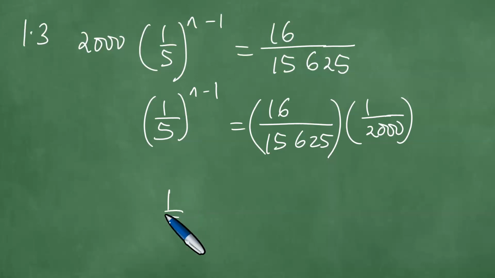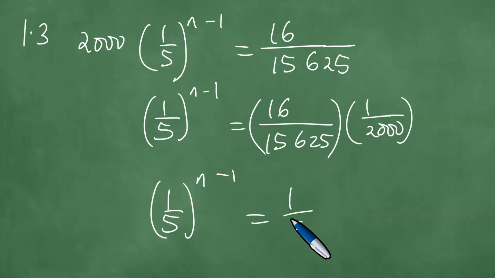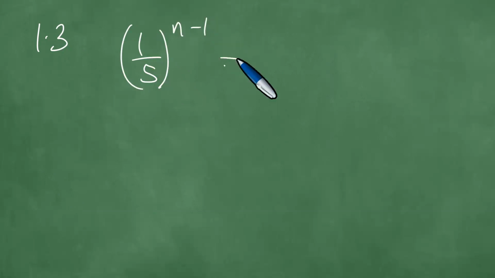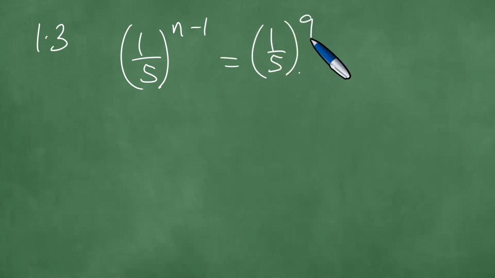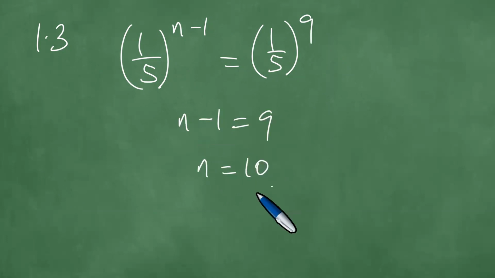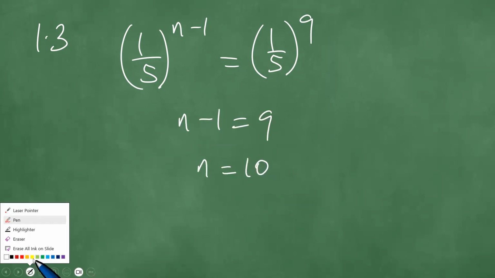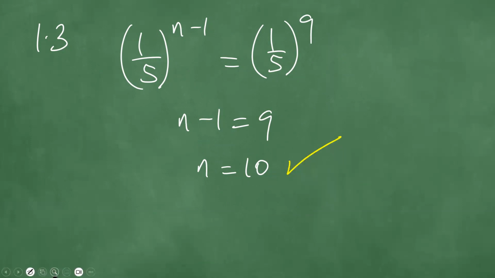And if you do, this one is 1 out of 5 to the power n minus 1. And now it is going to be 1 out of 5 to the 9th power. Okay, using a calculator, you can just see that. So 1 out of 5 to the power n minus 1 is 1 out of 5 to the 9th power, which means n minus 1 is 9 and n equals 10. So that's the answer.